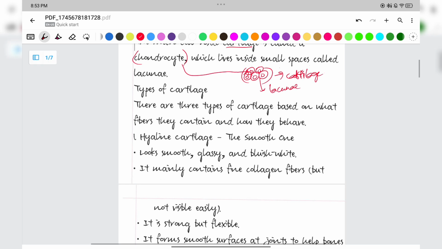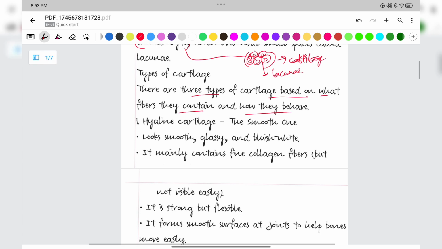Okay, types of cartilage. Like there are four types of epiphyses, I hope you all remember. There are three types of cartilage based on what fibers they contain and how they behave. Generally, we classify any type of cartilage or epiphyses based on what contents they have and what function they perform. So now we are classifying them on what type of fibers they have.